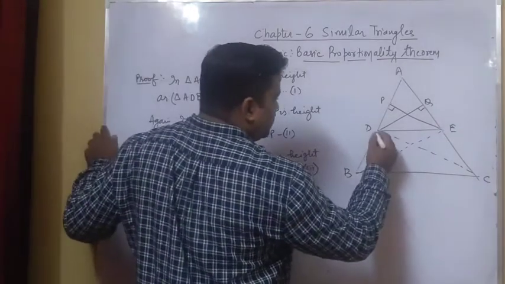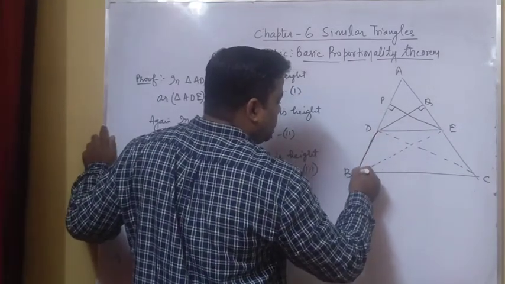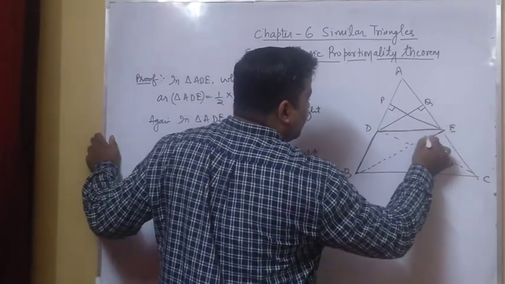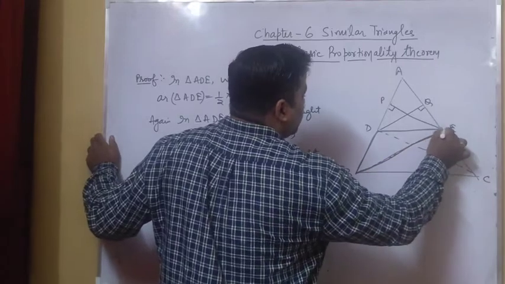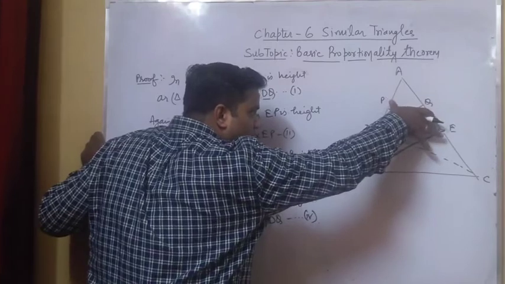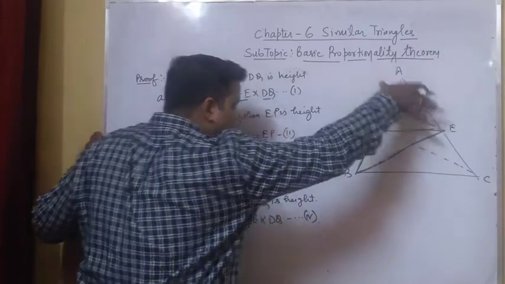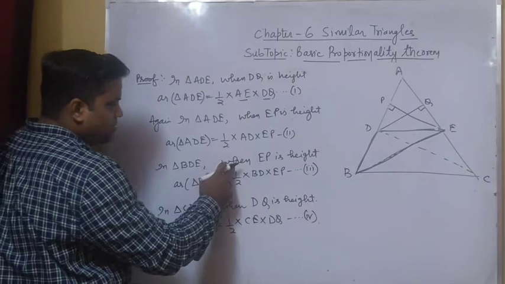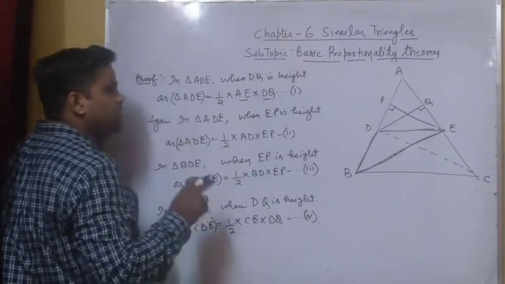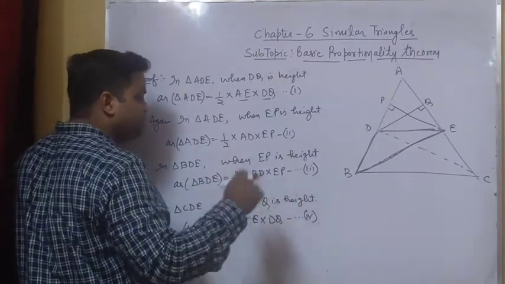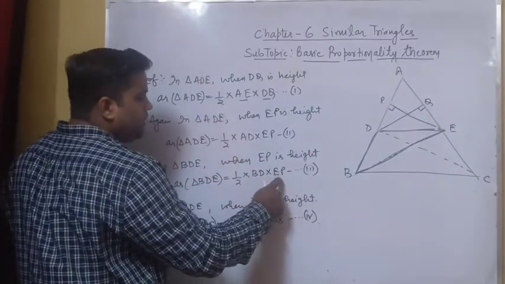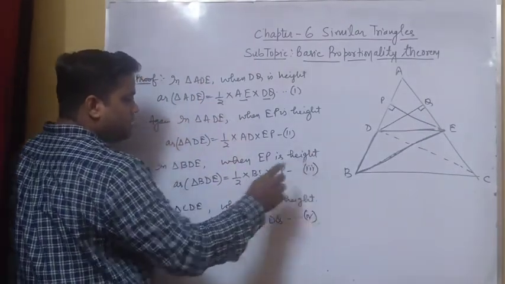Now let us come to triangle BDE. Here we have a triangle. In that case, BD is the base and EP is the height of that triangle. So when BD is the base and EP is height, we have the area of triangle BDE. Again, applying the formula of area of any triangle, which is half into base into height, BD is the base and EP is the height, so half into BD into EP, and we consider it as equation number third.